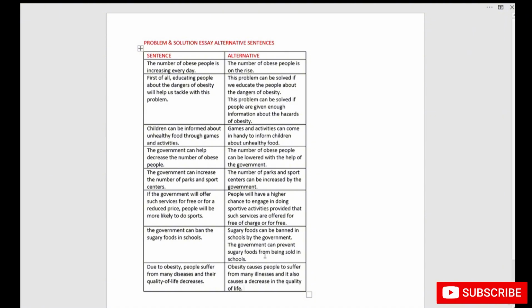So as you can see, there are many ways to paraphrase. One of them is changing the wording. Another way is changing the grammar. In this video, I tried to show you and give you some examples to show you how to paraphrase.